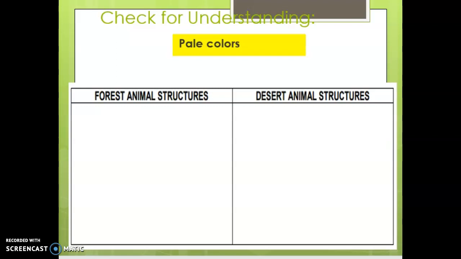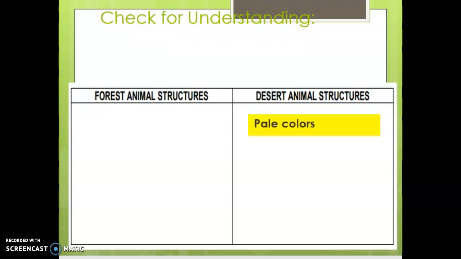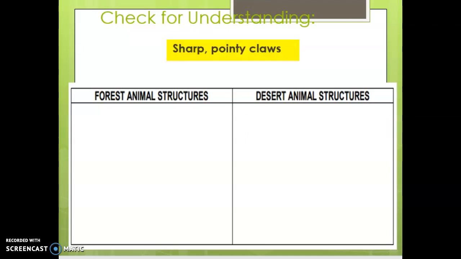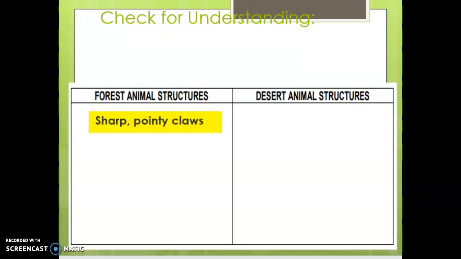Pale colors. It's more useful in a desert ecosystem. Why? Because it helps animals camouflage and it also helps them stay cool from the harsh heat of the desert. Sharp, pointy claws. That is most helpful in a forest ecosystem. Small animals like squirrels and raccoons have sharp, pointy claws to quickly run up trees and get away from predators.